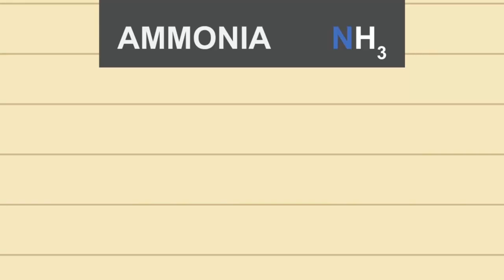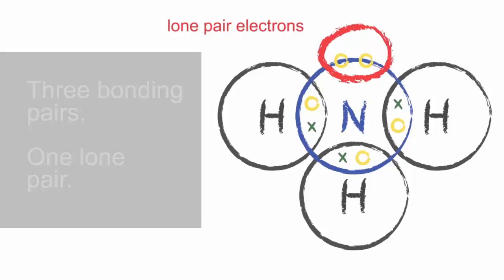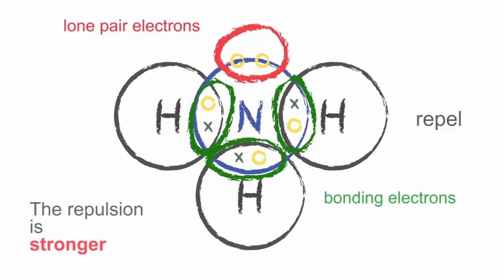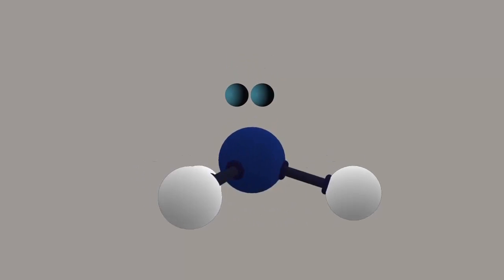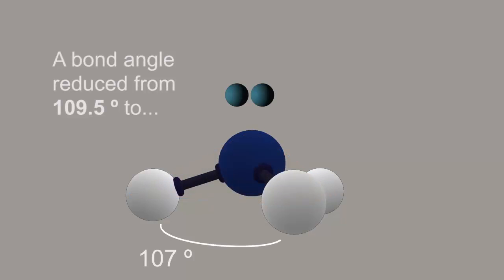Let us now look at ammonia, NH3. Pause the video and draw a dot cross diagram for this molecule. Here is the dot cross diagram. As you can see, there are 3 bonding pairs and 1 lone pair. The lone pair electrons will still repel the bonding electrons. In fact, the repulsion of lone pair electrons is stronger than that of bonding electrons. Consequently, the molecule will be based on a similar shape as before, only this time the lone pair will repel the covalently bonded hydrogen atoms even more, creating a pyramidal molecule, with a bond angle reduced from 109.5 to 107 degrees due to the extra repulsion of these lone pair electrons.